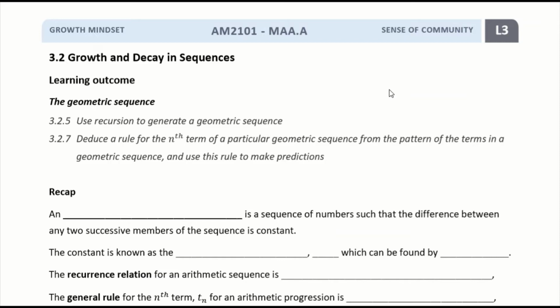Hi everyone, welcome to the third lesson for topic 3.2, growth and decay in sequences. For this lesson, we are going to talk about the geometric sequence.